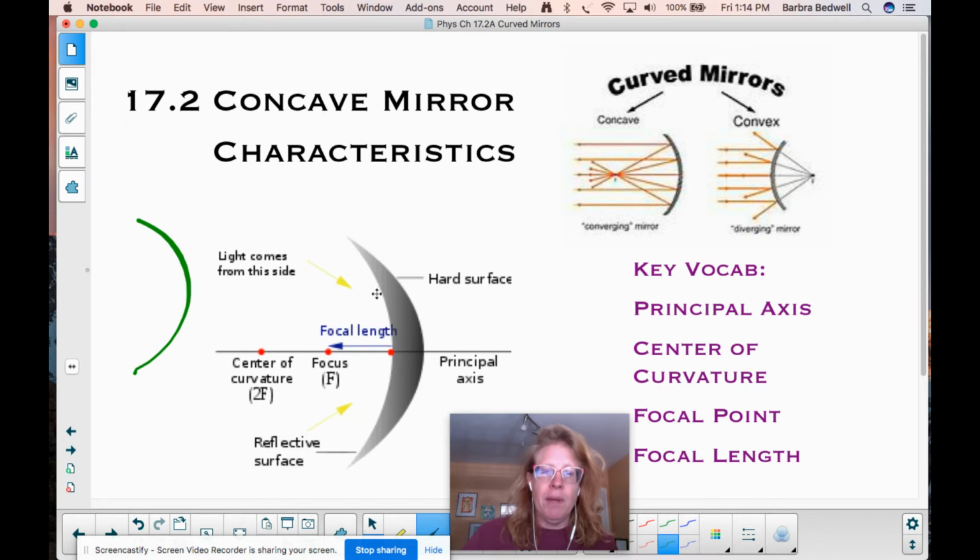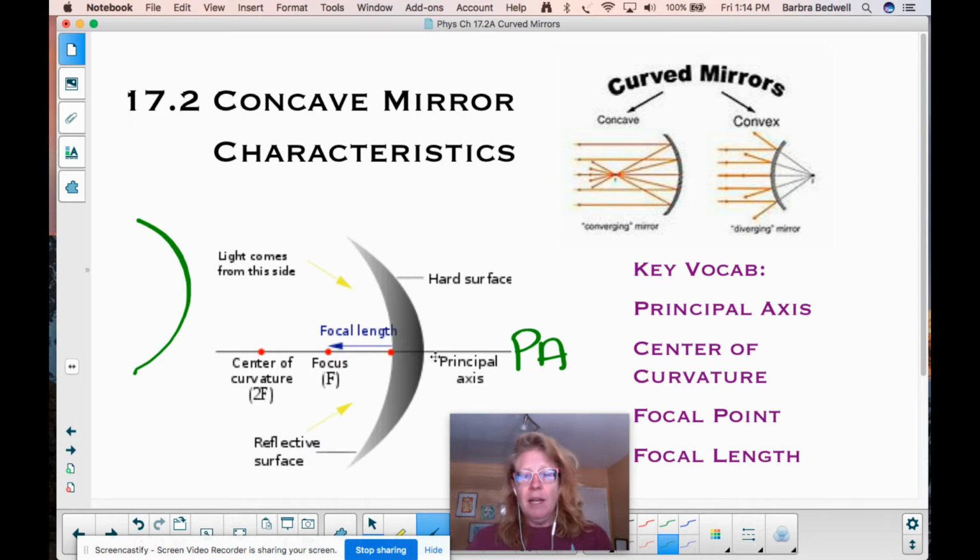First, we have this line down the middle called the principal axis, which is the center of this. I want you to think of a concave mirror as being one slice of a giant spherical mirror, if you can imagine an entire sphere. That principal axis is literally a radius. It goes through the center of the mirror all the way to the center of what that sphere of curvature would be. So keep that in mind.